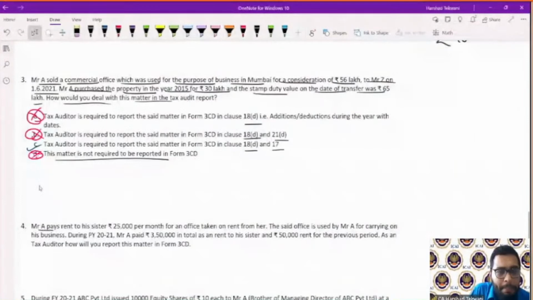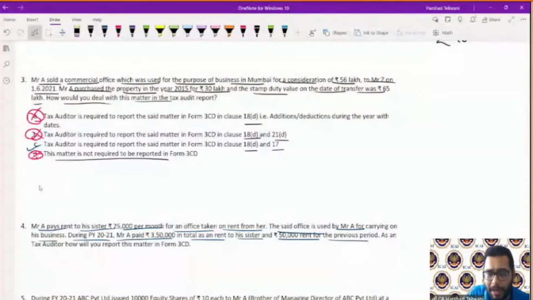Mr. A pays rent to his sister, rupees 25,000 per month, for an office taken on rent from her. The said office is used by Mr. A for carrying on his business. During PY 2021, Mr. A paid 3,50,000 in total as rent to his sister, of which 50,000 pertains to the previous period. As a tax auditor, how will you report this matter in Form 3CD?